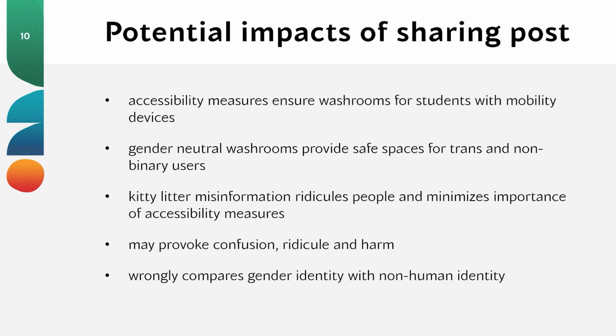Schools have developed accessibility measures to ensure washrooms are accessible to all students and staff. These measures include providing washrooms that are accessible to people using mobility devices, such as wheelchairs and walkers. They also include providing gender-neutral washrooms that people who are trans or non-binary can feel safe and welcome to access. Disinformation about kitty litter boxes in schools ridicules people using these accessibility measures and minimizes the importance of these measures.